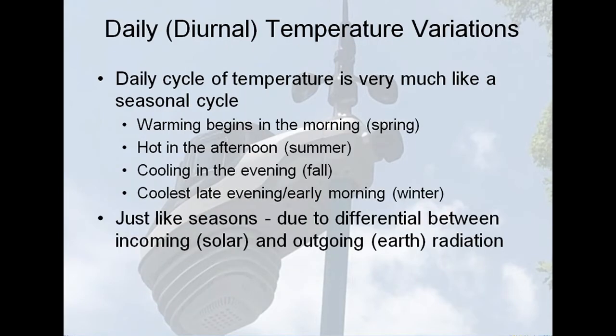So, the daily diurnal temperature variations: the daily cycle of temperature is very much like the seasonal cycle. Warm begins in the morning, we call that spring. Hot in the afternoon, say that's summer. Cooling in the evening, that's fall. And coolest late in the evening or early morning, that's winter.